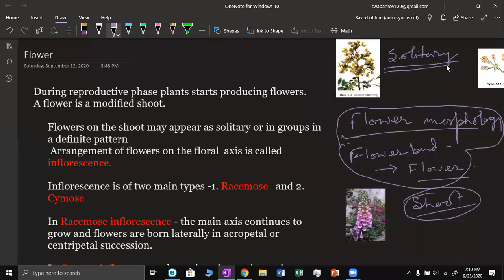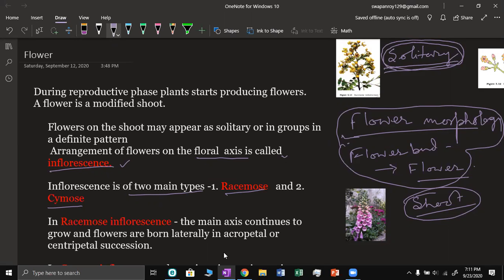This growing of a large number of flowers together on a branch or on a plant is in a definite pattern, and this arrangement of flowers on the floral axis is known as the inflorescence. We have to learn about the inflorescence, and it is basically of two types. One is racemose and another one is cymose.